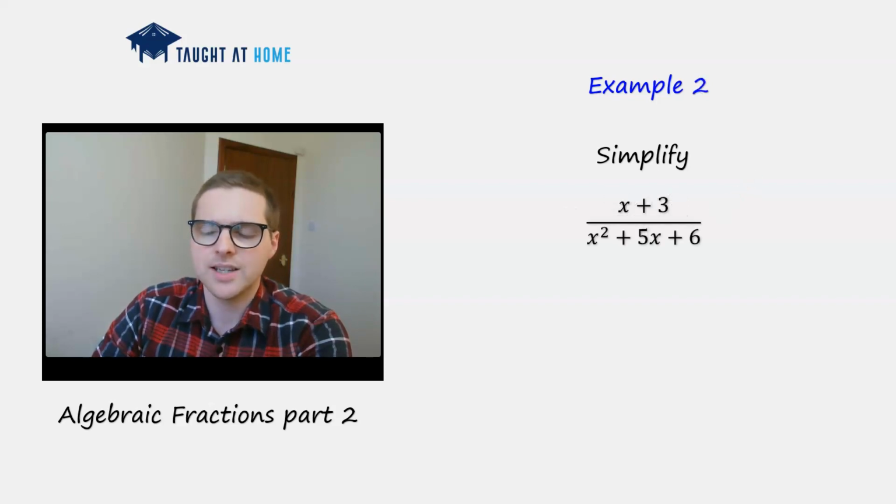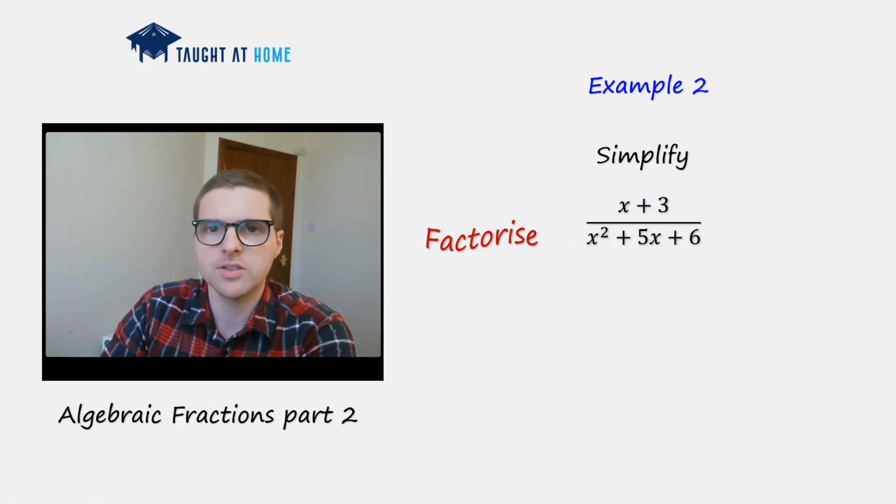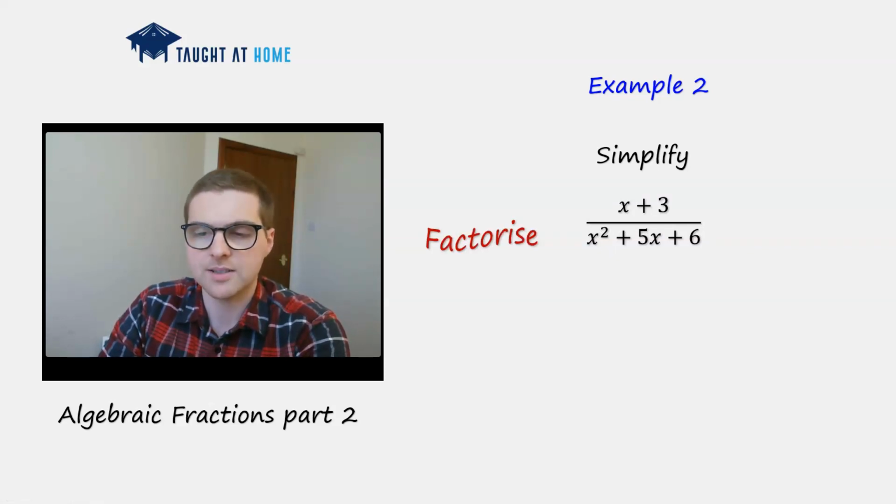Okay, let's go to a second example. x plus 3 divided by x squared plus 5x plus 6. Now what you'll notice is we have a denominator which is a trinomial quadratic. So we're going to factorise the denominator using the methods for factorising this.